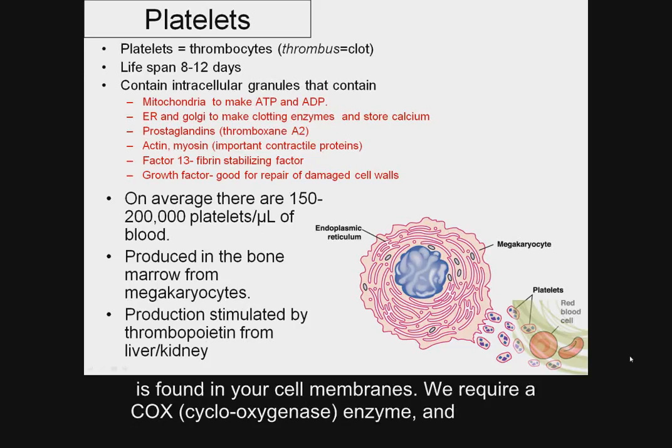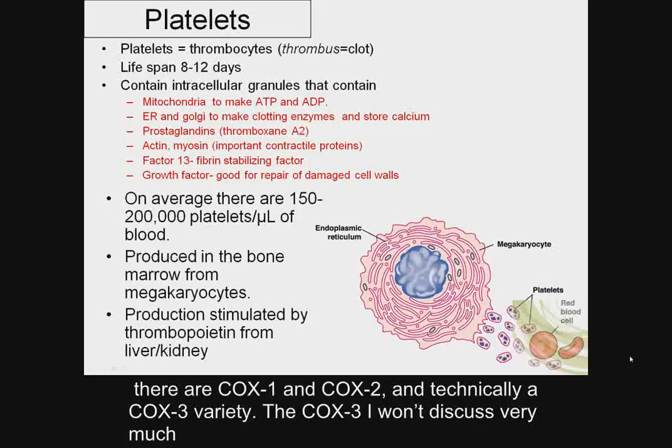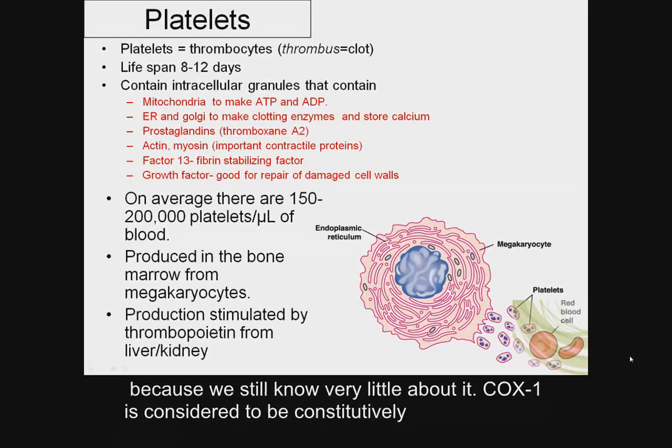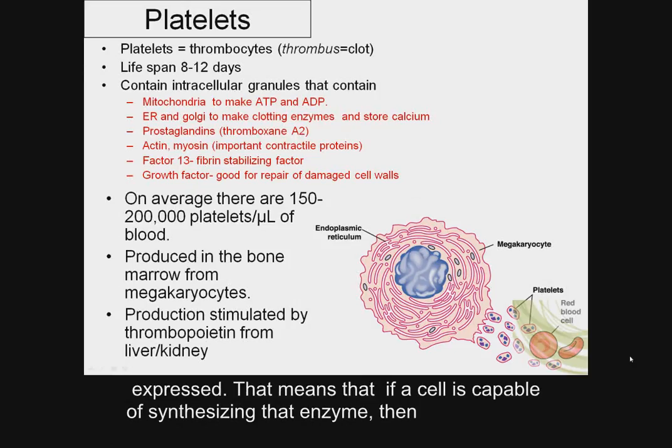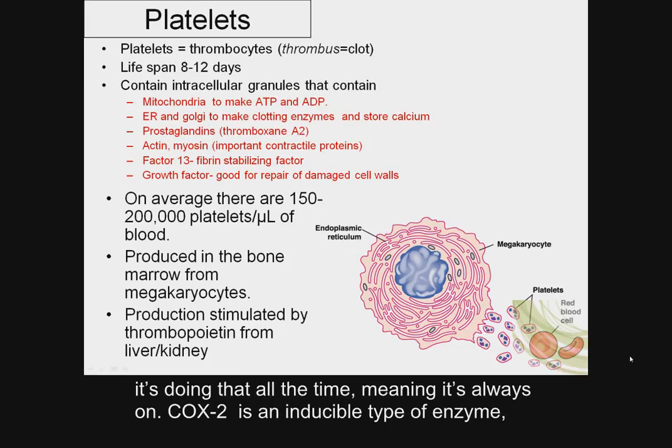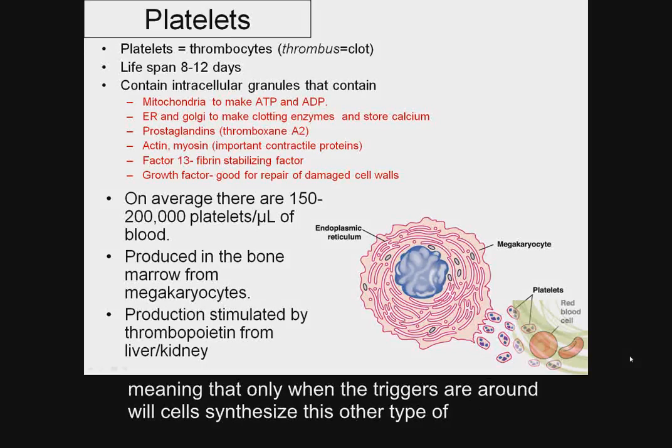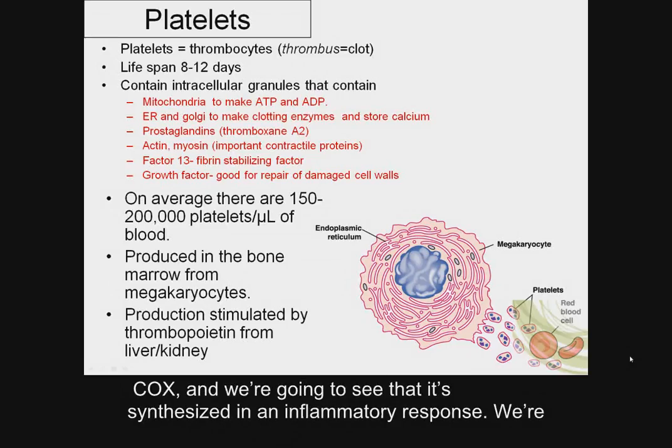We require a COX, or cyclooxygenase enzyme, and there are COX-1 and COX-2, and technically a COX-3 variety. The COX-3 I won't discuss very much here because we still know very little about it. COX-1 is considered to be constitutively expressed. That means if a cell is capable of synthesizing that enzyme, then it's doing that all the time, meaning it's always on. COX-2 is an inducible type of enzyme, meaning that only when the triggers are around will cells synthesize this other type of COX.